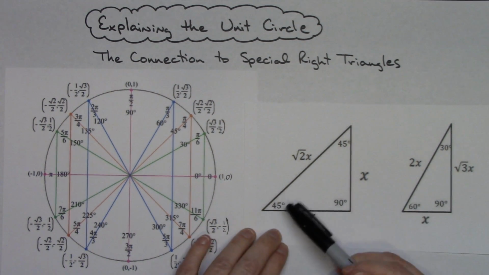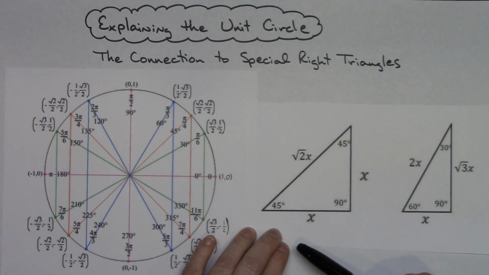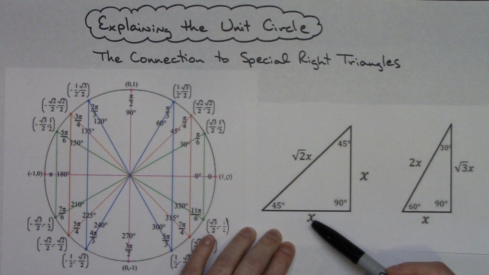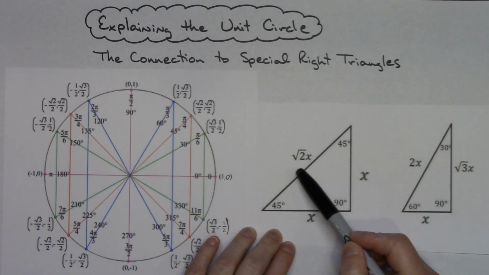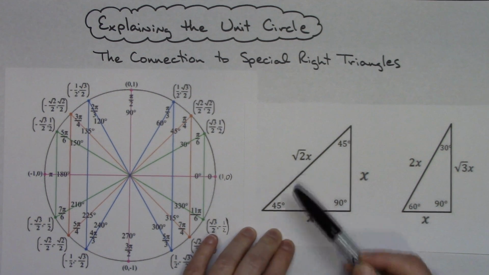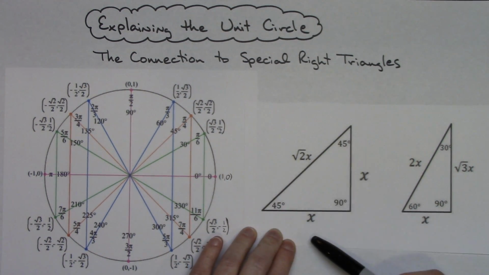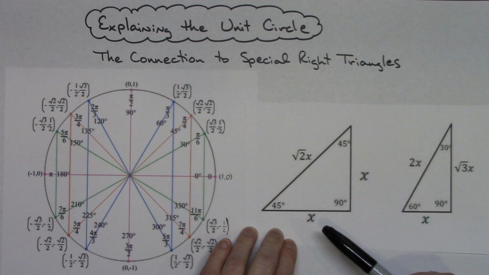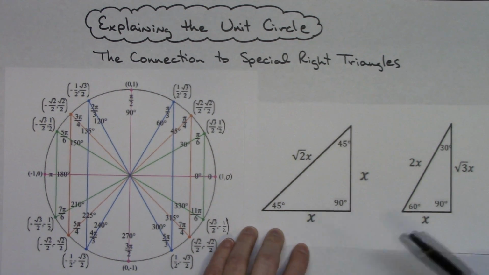And you had the 45-45 right triangle, and as a reference triangle you let the two equal sides probably represent x, and your hypotenuse was x square root 2, square root 2 times x. That allowed you then to use that special right triangle to find the sides of any 45-45 right triangle.